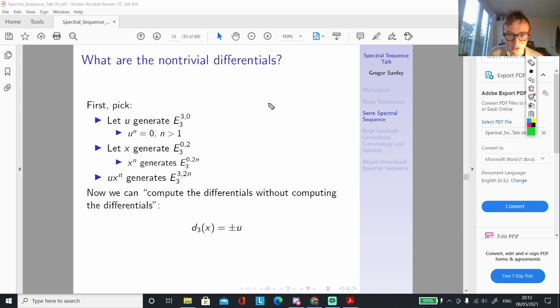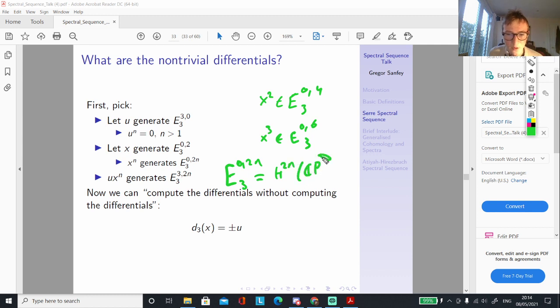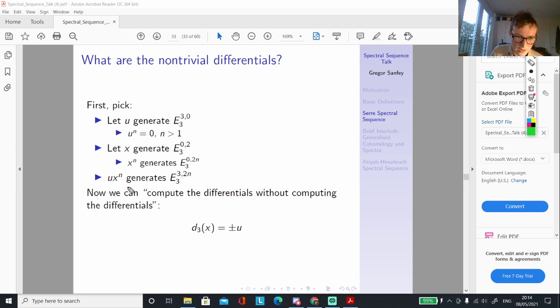Why? Well, because x squared is going to land in E_3^{0,4}. x cubed is going to land in E_3^{0,6}. And remember, these E_3^{0,2n} are equal to the 2nth cohomology of CP infinity. And remember, we deduced the ring structure before, so x^n is going to generate that group. So u x^n generates E_3^{3,2n}.